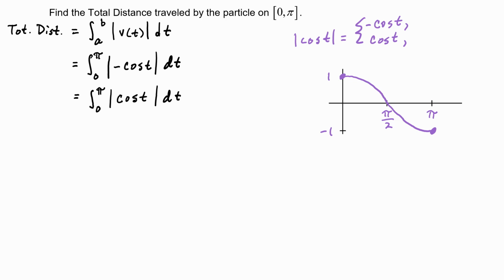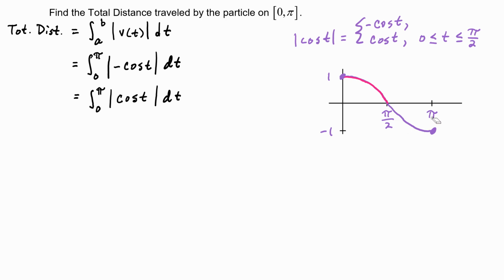Well, whenever cosine of t is greater than or equal to 0, the absolute value of cosine t will just be cosine t, and that's happening from 0 until pi over 2. So from 0 less than or equal to t less than or equal to pi over 2, the absolute value of cosine t is just going to be cosine t, this part of the graph.